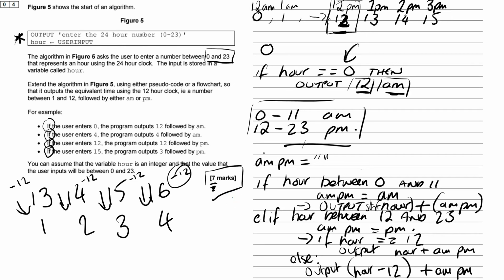It's out of 7 marks, so I would imagine you're probably going to get a mark for having a variable to store AM or PM. You're probably going to have a mark for if this is true, another one for if this is true, outputting the right thing, outputting the right thing. So I can probably see 4 or 5 marks there in my answer, just to sort of give you a bit of an idea of how it might be marked. So let's go and have a look at the marking criteria to just see exactly how this question was marked now.